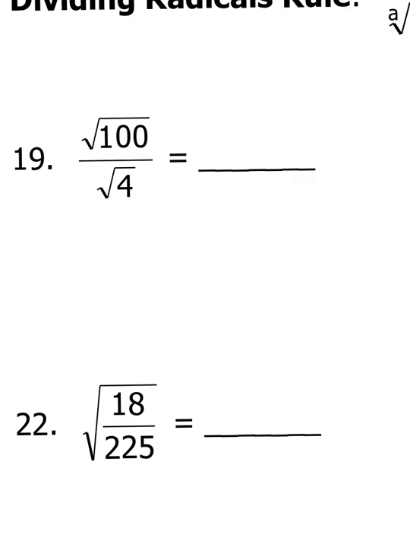The square root of 100 is just 10, and the square root of 4 is 2. So both of these numbers are easy numbers in disguise. Again, the square root of 100 is 10, the square root of 4 is 2, so I think this problem is really just 10 divided by 2 in disguise, which is 5. The answer to this problem is just 5.